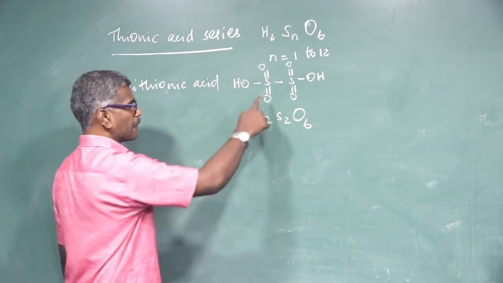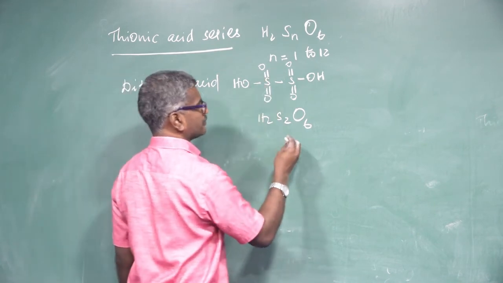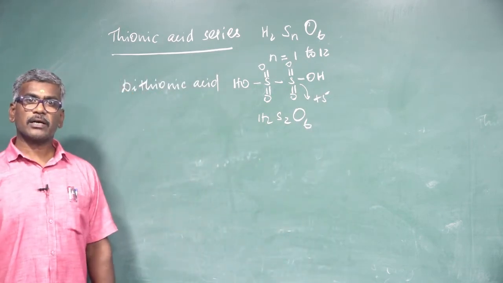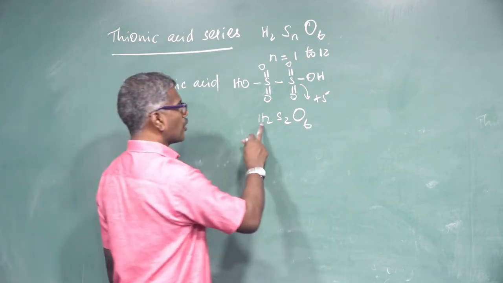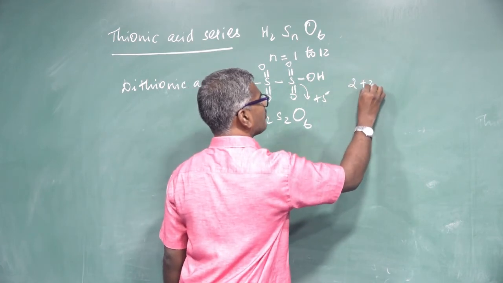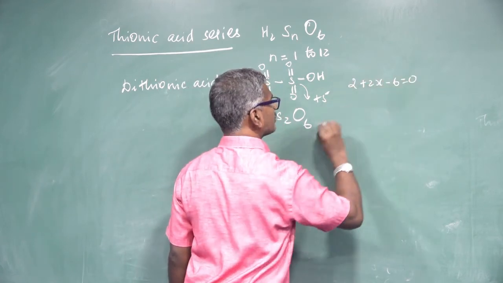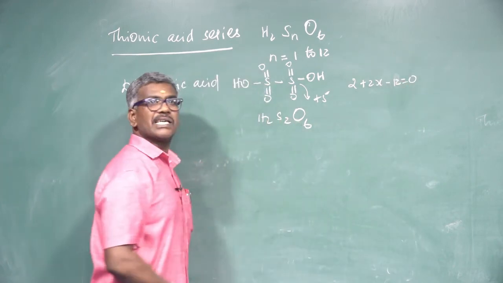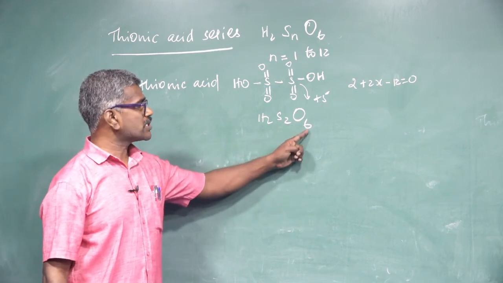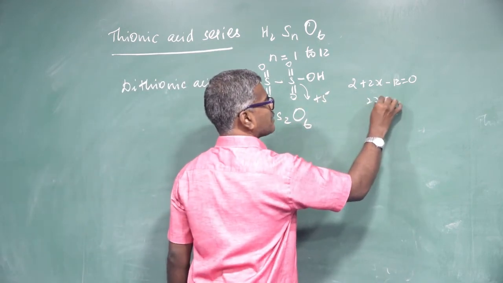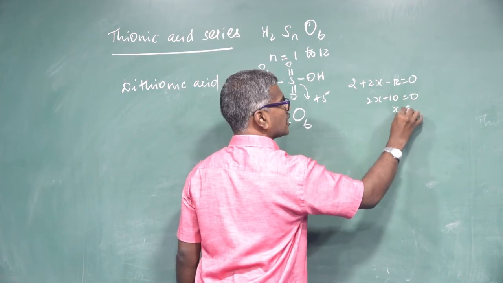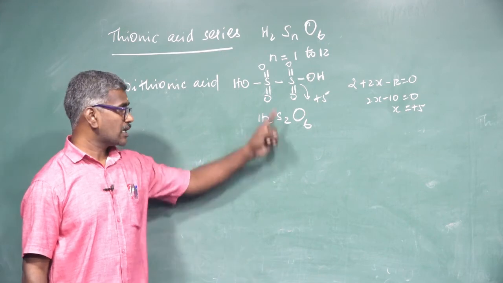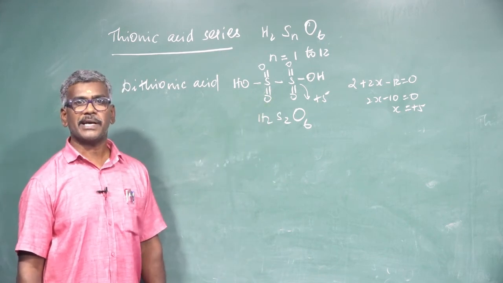What is the oxidation state? 1, 2, 3, 4, 5. That is a plus 5 oxidation state. How to calculate the average oxidation state? 2 hydrogen, 2 sulfur: 2x minus 6 equal to 0. Here oxygen oxidation state is minus 2, 2 into 6 is 12. So 2x minus 10 equal to 0, x equal to plus 5. Both sulfur exhibit plus 5 oxidation state, both sulfur exhibit sp3 hybridization.